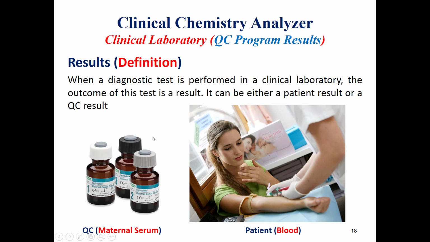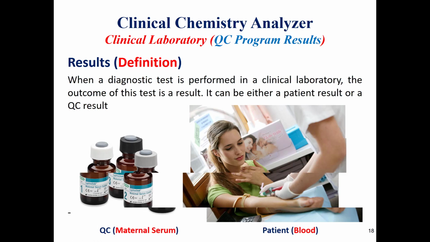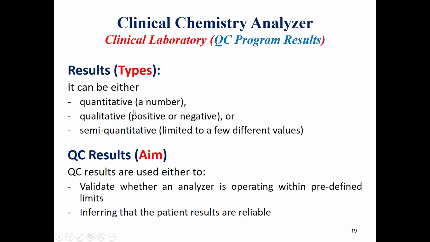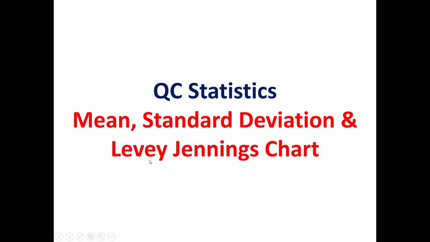As we can see here, these are the quality control products, and here is the sample which is drawn from a patient. The result, as we said before, could be quantitative, a number, or qualitative, a positive or negative statement, or semi-quantitative, which is limited to a few different values. The aim of the QC results, as we said, is either to validate that an analyzer is operating within predefined limits, which means that the analytic system is good, or to infer that the patient results are reliable and we can report them. Now we'll talk about the analysis of these quality control results.